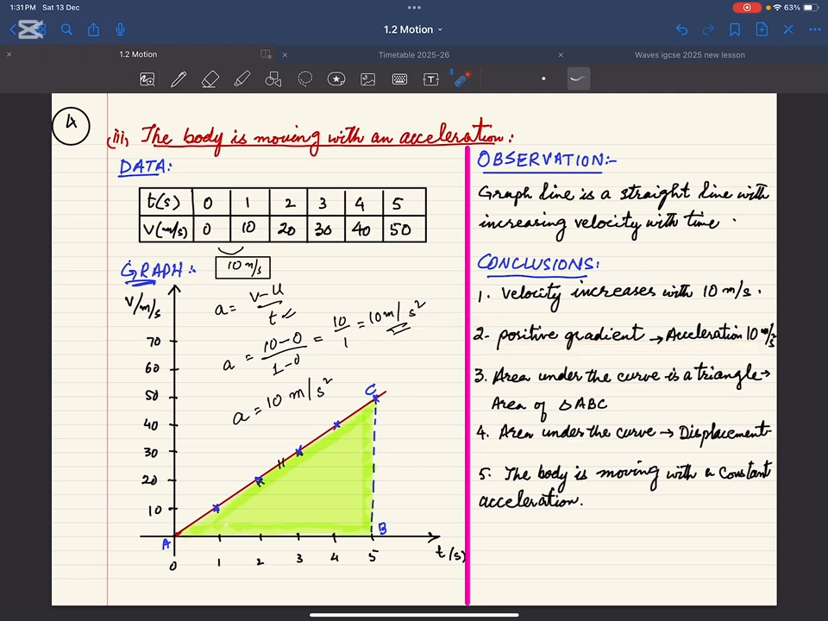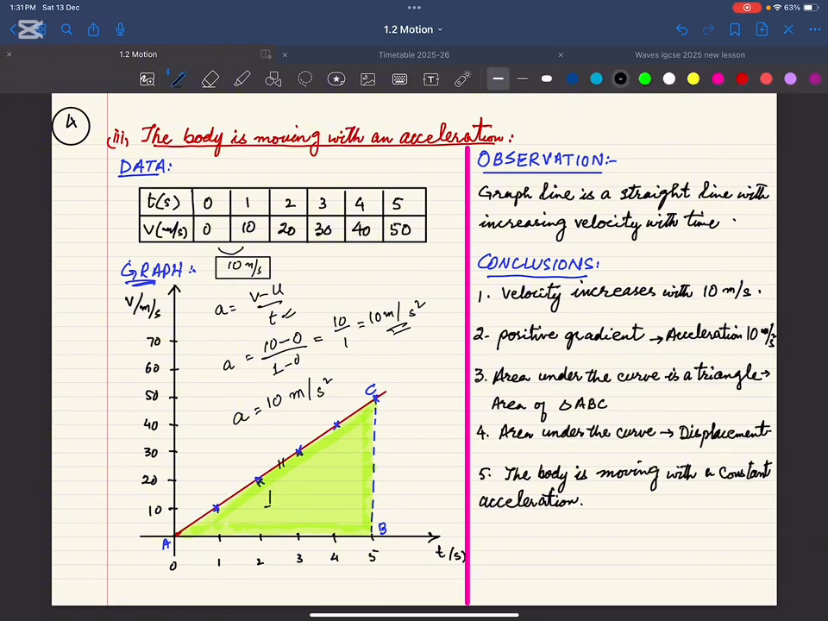In this case, the third point is again very simple. The area under the curve is a triangle in this case. And the triangle is ABCD. Over here you have this triangle. The area under the triangle will give you the displacement. So when you calculate this area under the curve, you know what the area is.